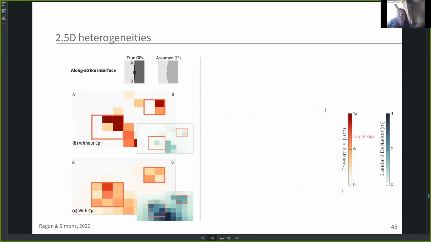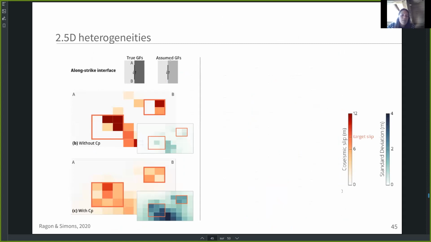You can also do some tests in 3D, so that's what we did here. You have a map view of the fault here. So this is a strike slip finite fault, and you have an along strike interface between the two faults. The ratio in rigidity between the two faults is of 0.6. And what you assume is that this ratio is of 0.9, so that actually the two sides of the fault are far more similar than what they are in reality.